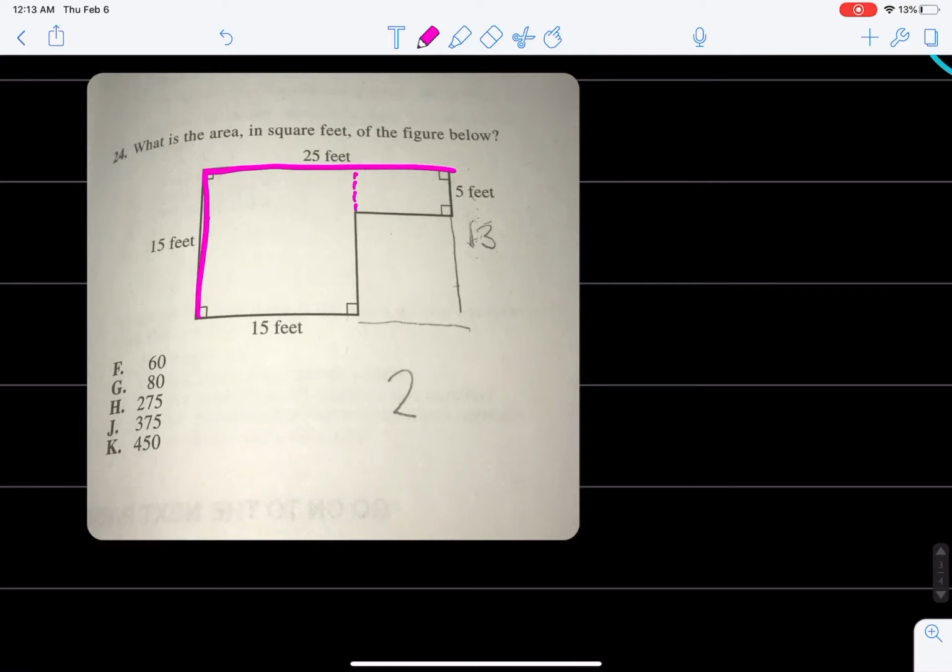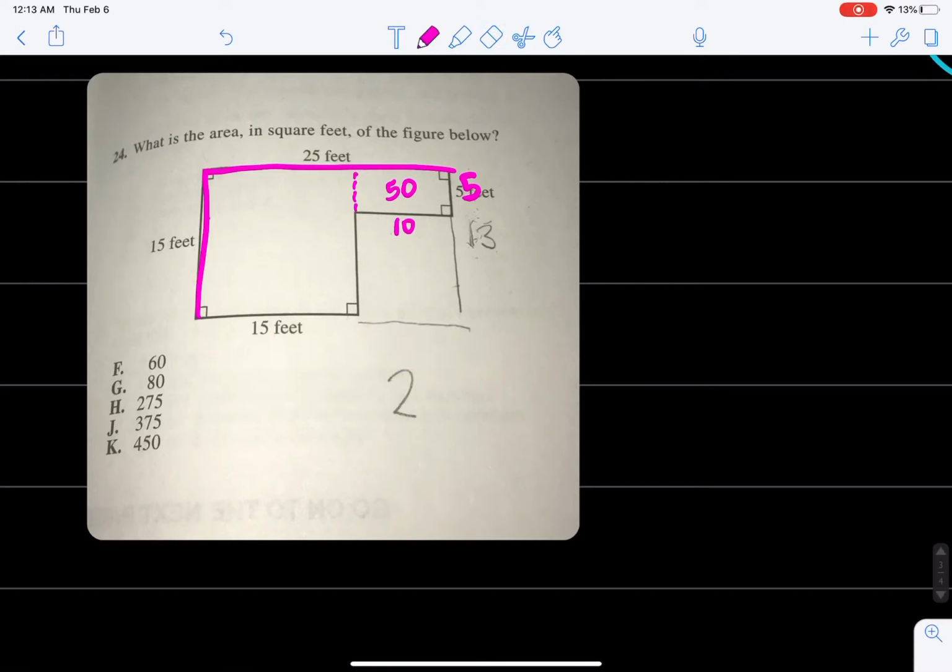I'm gonna break it up like this. So this is 5. Now, if this is 25, and this is 15, and this is 25, right? Then this has to be 10. So this is 10. 5 times 10 is 50. Alright, great.